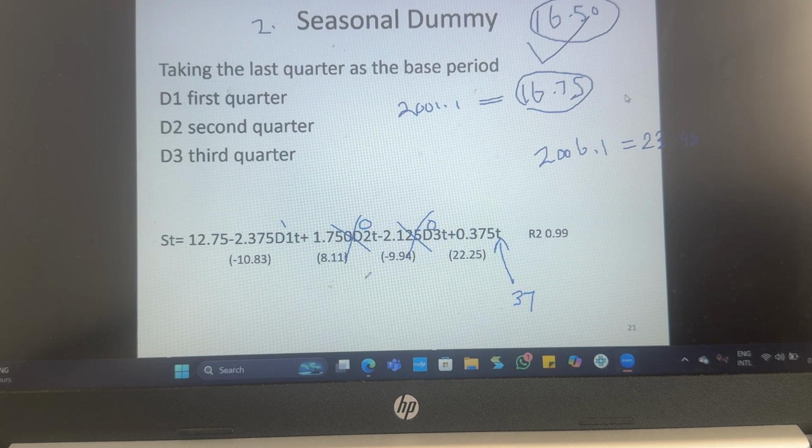Let's see the number. 24.25. Okay, so there is a very small difference between the two methods. Both are equally valid, and I think the seasonal dummy method is rather easy, less work to do. So any questions before we wind up today's session? This is the last slide, I think.